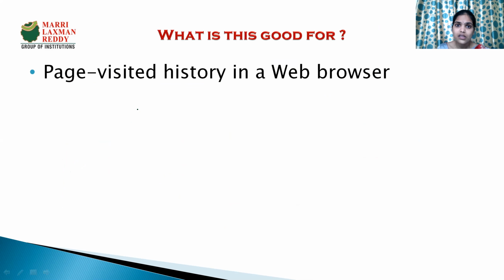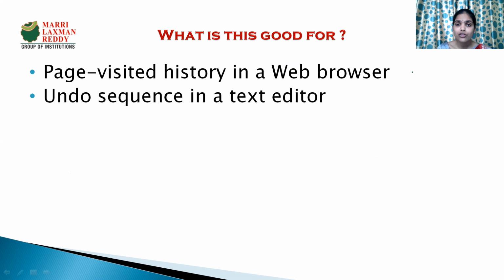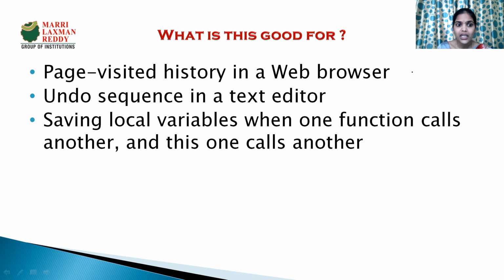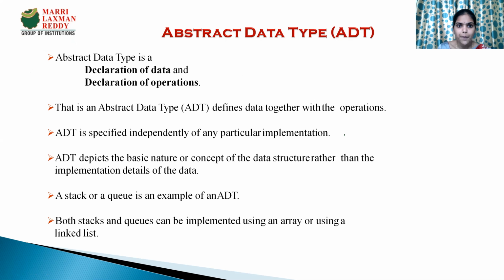This is mainly used in the history of a web browser. Next, to perform undo sequences in a text editor: whatever changes we make last in a text editor will be undone first. It is also used in saving local variables when one function calls another and that one calls another. It means whenever a function calls its definition, it then goes back to the function call where we last called the function. That is where we use this stack.